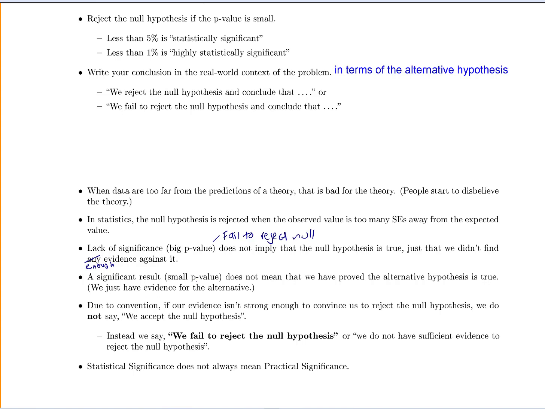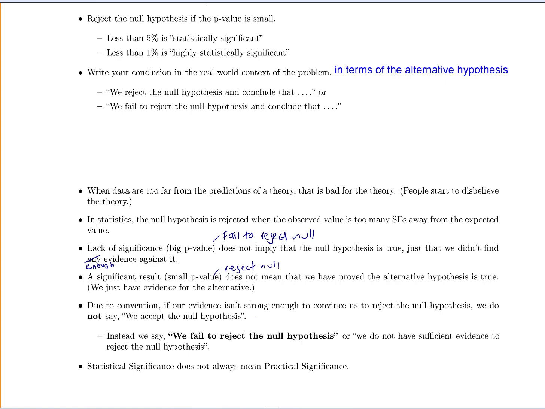A significant result, a small p-value, when you reject the null, does not mean that we have proved the alternative hypothesis is true. All that means is we just have evidence for the alternative. Remember, in statistics, there are always chances. Even a small chance is still possible. So we don't ever like to say that we've proved it. We just have evidence for it.